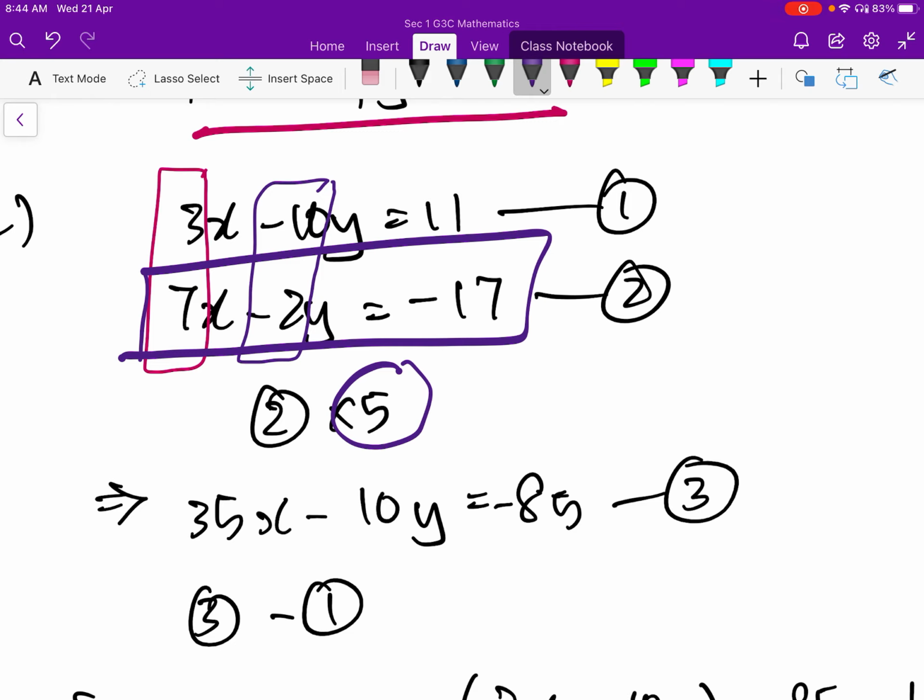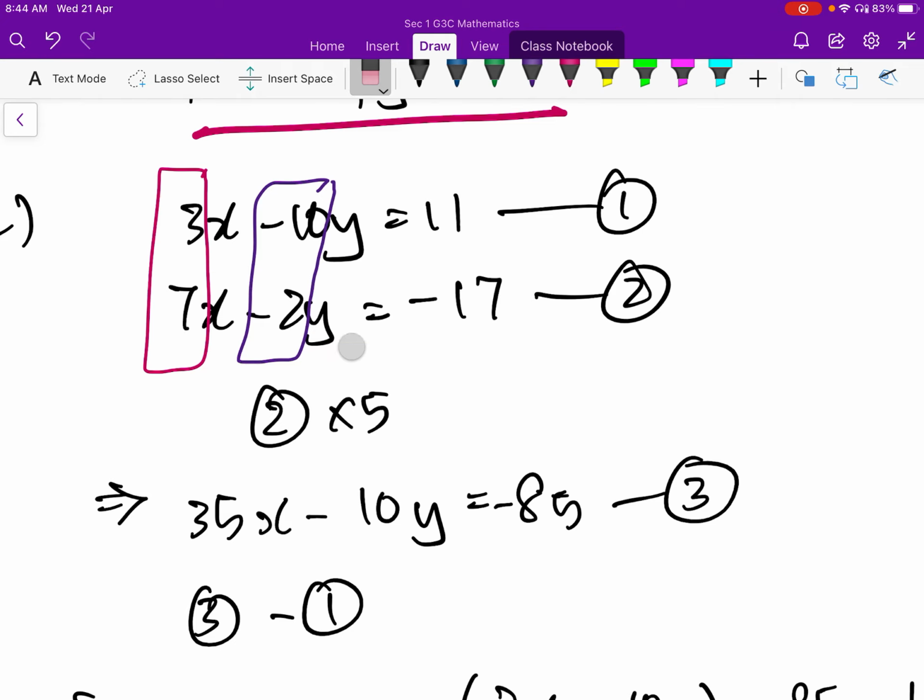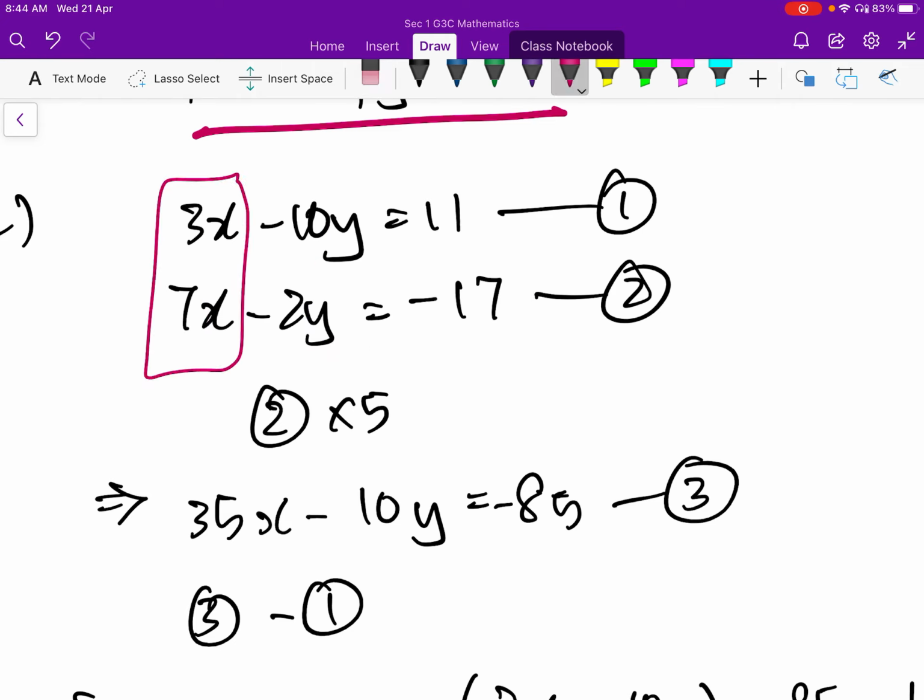Minus 10y, isn't it the same as equation 1? If they are the same, I can proceed with my elimination. Compare that to if I chose to make the coefficients of x the same magnitude, then I will need to take equation number 1 times 7, equation number 2 times 3. Then I would have coefficient of x to be 21. It will work, but you're just giving yourself extra work, more room for careless mistakes. So we don't want that. Not a good idea.